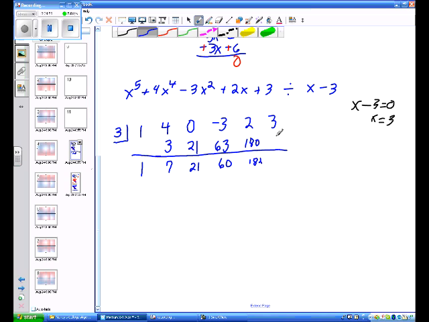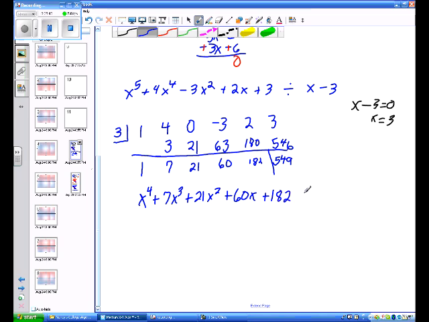3 times 182 is 546. We add and get 549. Now that last number, remember, is our remainder. Our power is going to be 1 less than the degree of our dividend because we were dividing an x to the 5th by an x. So that's going to give us x to the 4th. So we have x to the 4th plus 7x cubed plus 21x squared plus 60x plus 182.